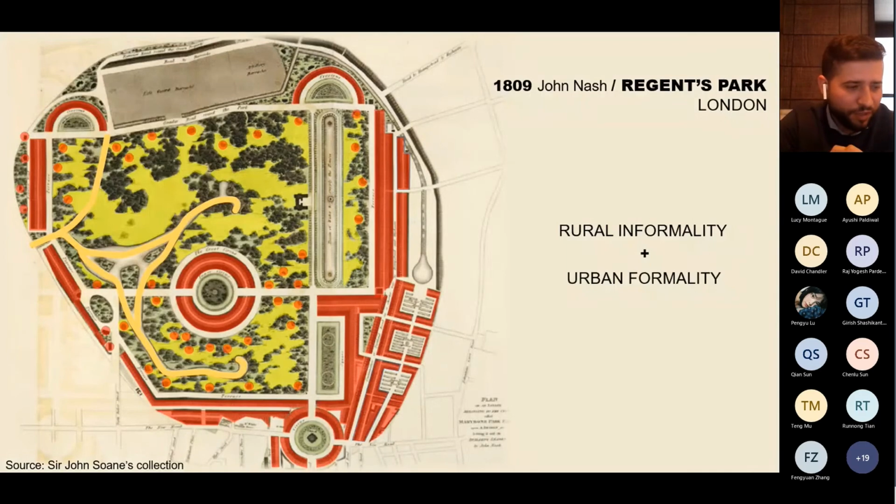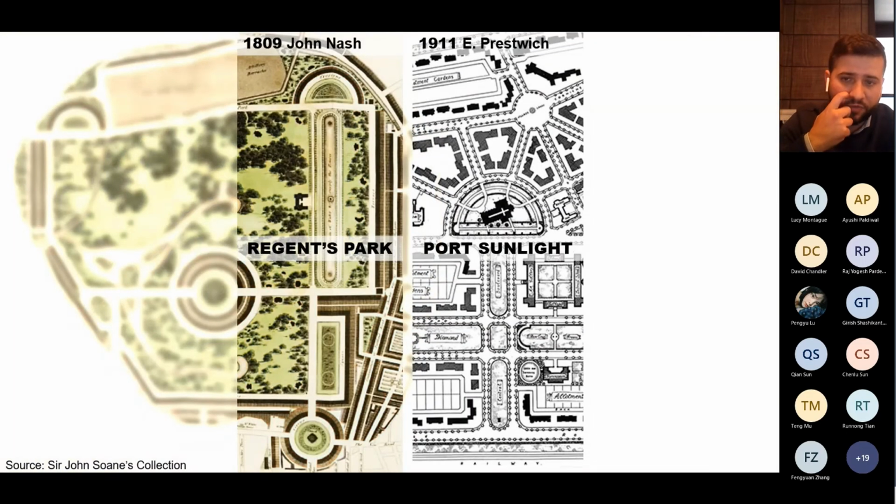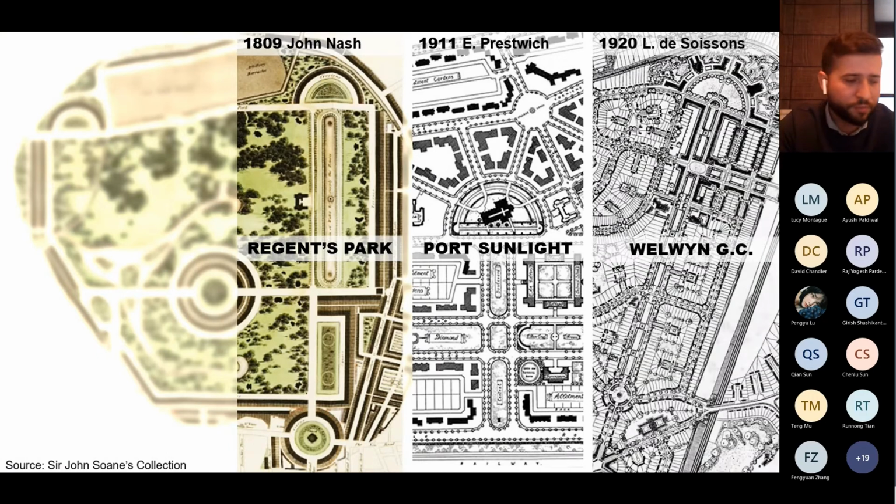Garden City's environmental imagery, such as we can see, for example, in 1911, Ernest Prestwich's plan for Port Sunlight, which is actually an industrial garden village, and in 1920, Louis de Soissons' plan for Welwyn Garden City, which share quite similar crescent shapes, tree-lined avenues, and circuses.